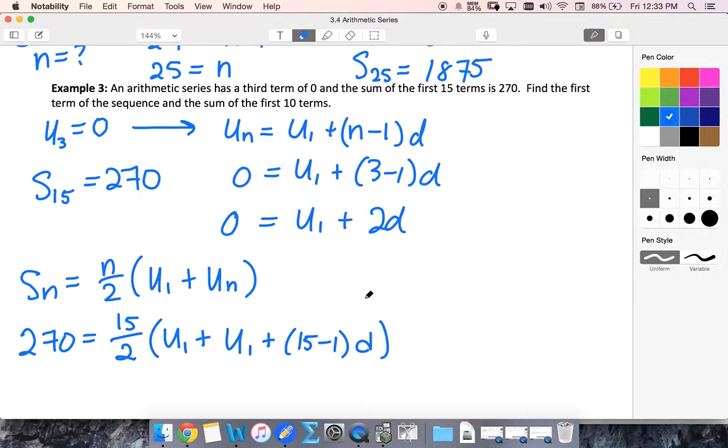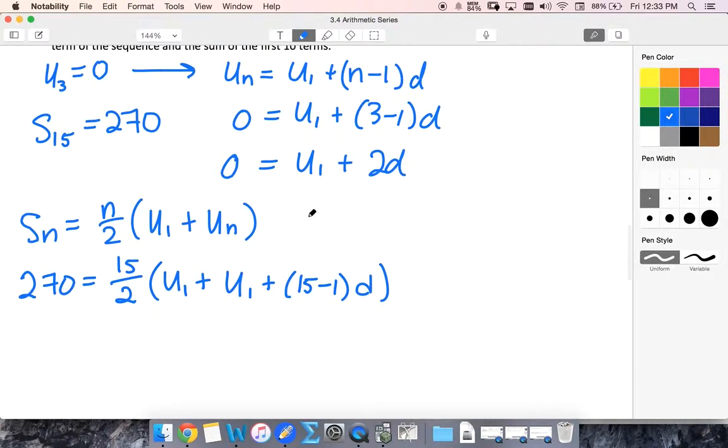All right, so now let's look at what we've got here. I've got two equations and two unknowns. If I rearrange this a little bit, I've got PolySimult form. So I'm going to rewrite this one: U1 plus 2d equals 0. I'm going to rearrange this one a little bit too. I definitely want to get rid of this 15 divided by 2. I also see like terms, and 15 minus 1 is 14. So let's do the like terms first.